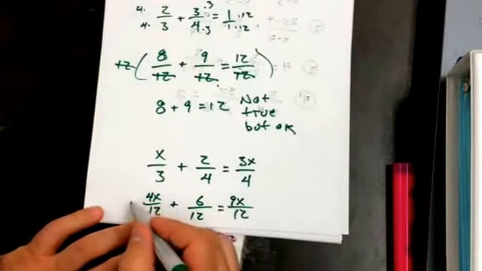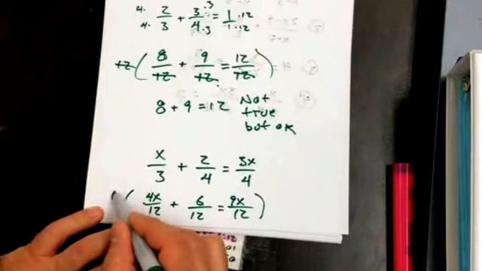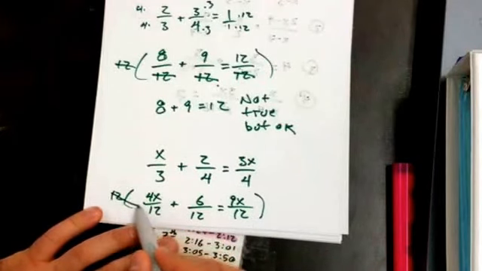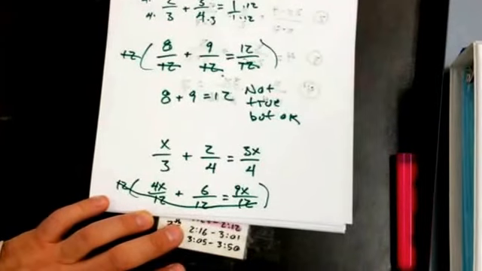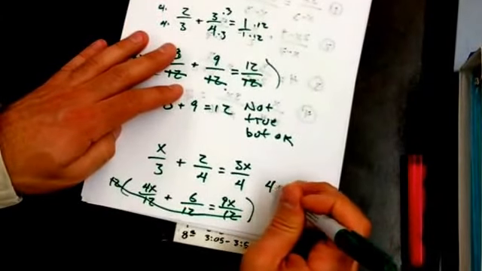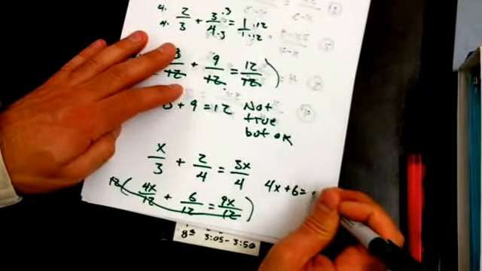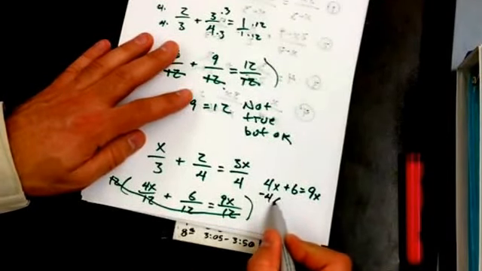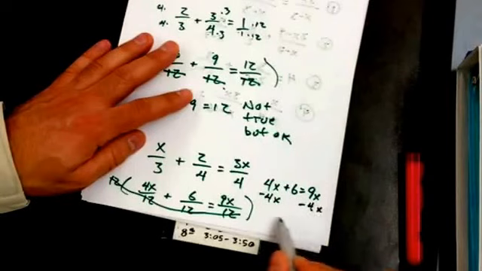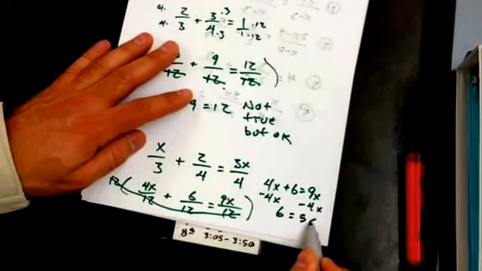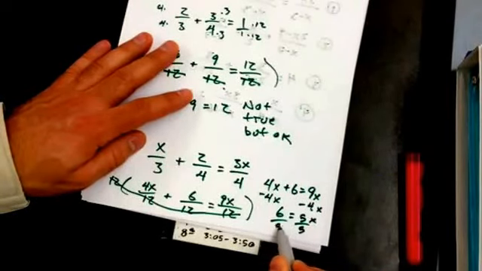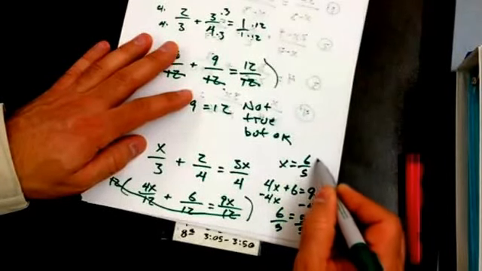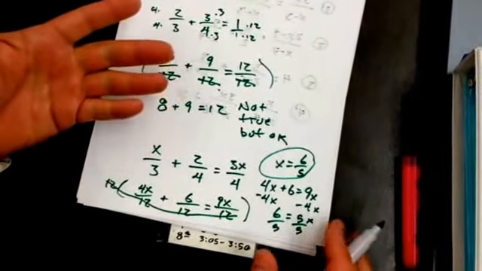After I've done that, I can multiply this whole equation by the common denominator, and it's going to cancel them all out. These are all going to cancel out. So I'm left with 4x plus 6 equals 9x. Now I want to get my x's to the same side, and this is just basic arithmetic that you guys have done before. Get the x alone, and I get x equals 6 over 5. And that's the answer, so we solved that one.